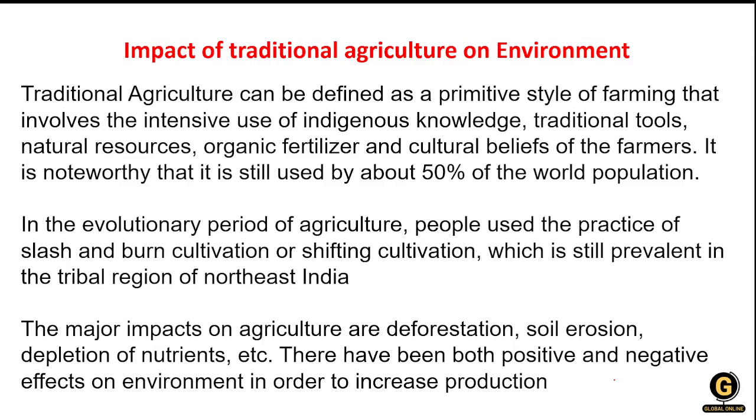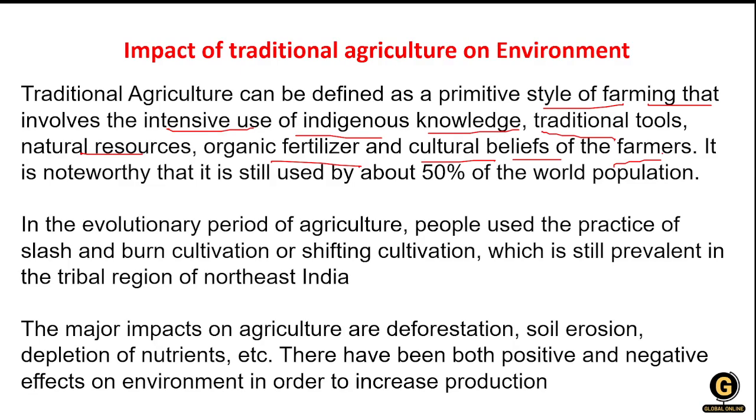Okay, so traditional agriculture can be defined as a primitive style of farming that involves the intensive use of indigenous knowledge, traditional tools, natural resources, organic fertilizers, and cultural beliefs of the farmers. Clear? So basically, what is traditional agriculture, that we need to understand first. It means we are doing agriculture by using the traditional way, or by using the old version of style. Clear? That is traditional agriculture.